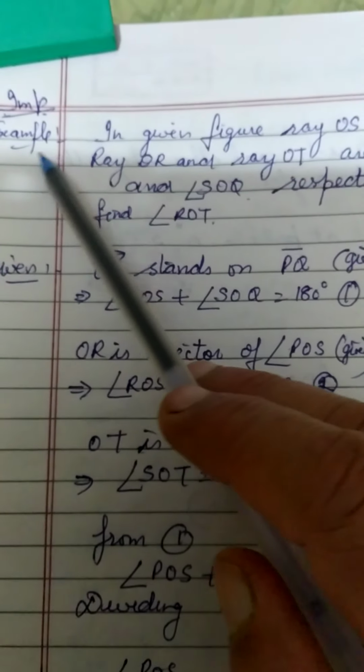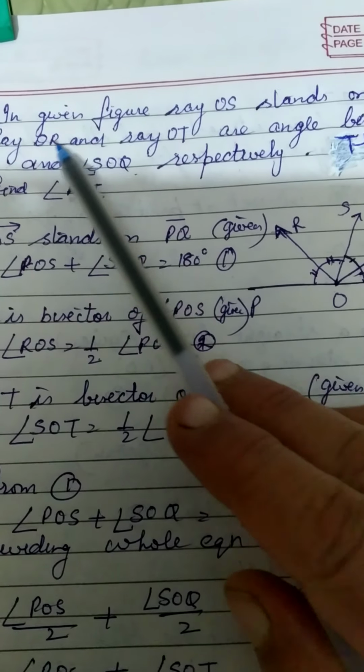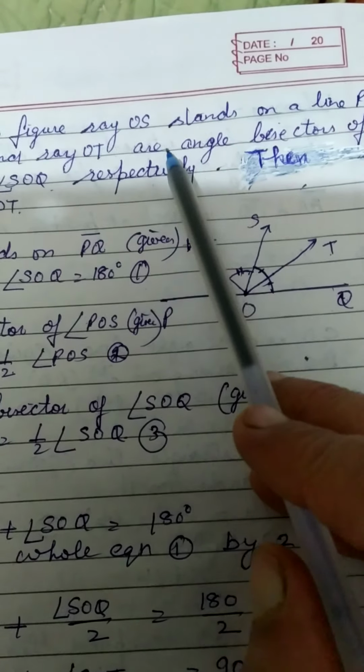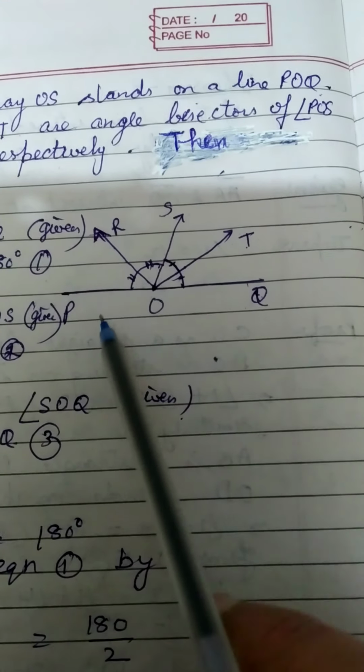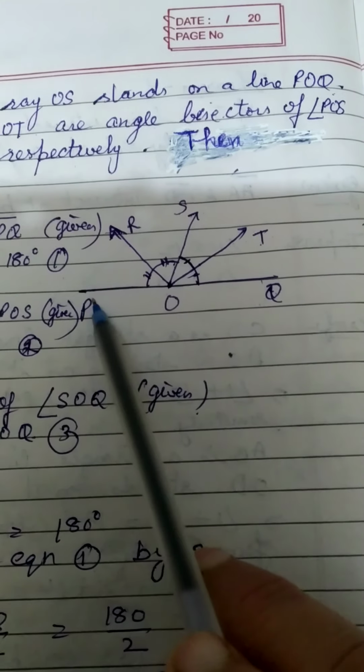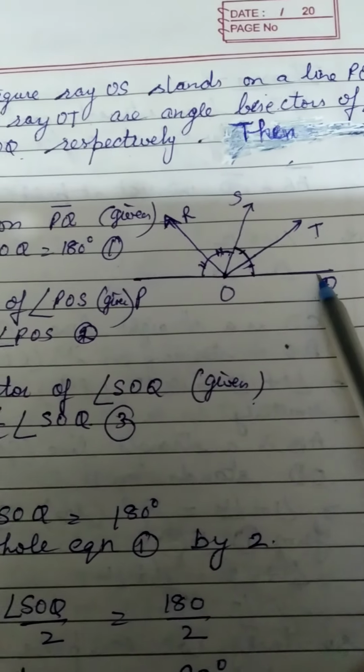Next question is example number 1. It is very important. In the given figure, ray OS stands on a line POQ. POQ is a straight line. OS is standing on POQ.